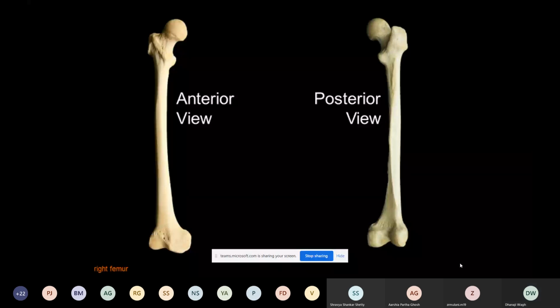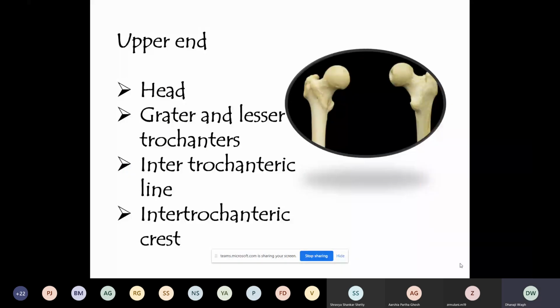Now come to the features of the upper end. The upper end of the femur consists of a head, neck, greater trochanter, lesser trochanter, intertrochanteric line, and intertrochanteric crest. These are the features of the upper end. We take them one by one. This slide is for the head. The upper end consists of the head. It forms more than half a sphere and is directed medially, upward and slightly forward.